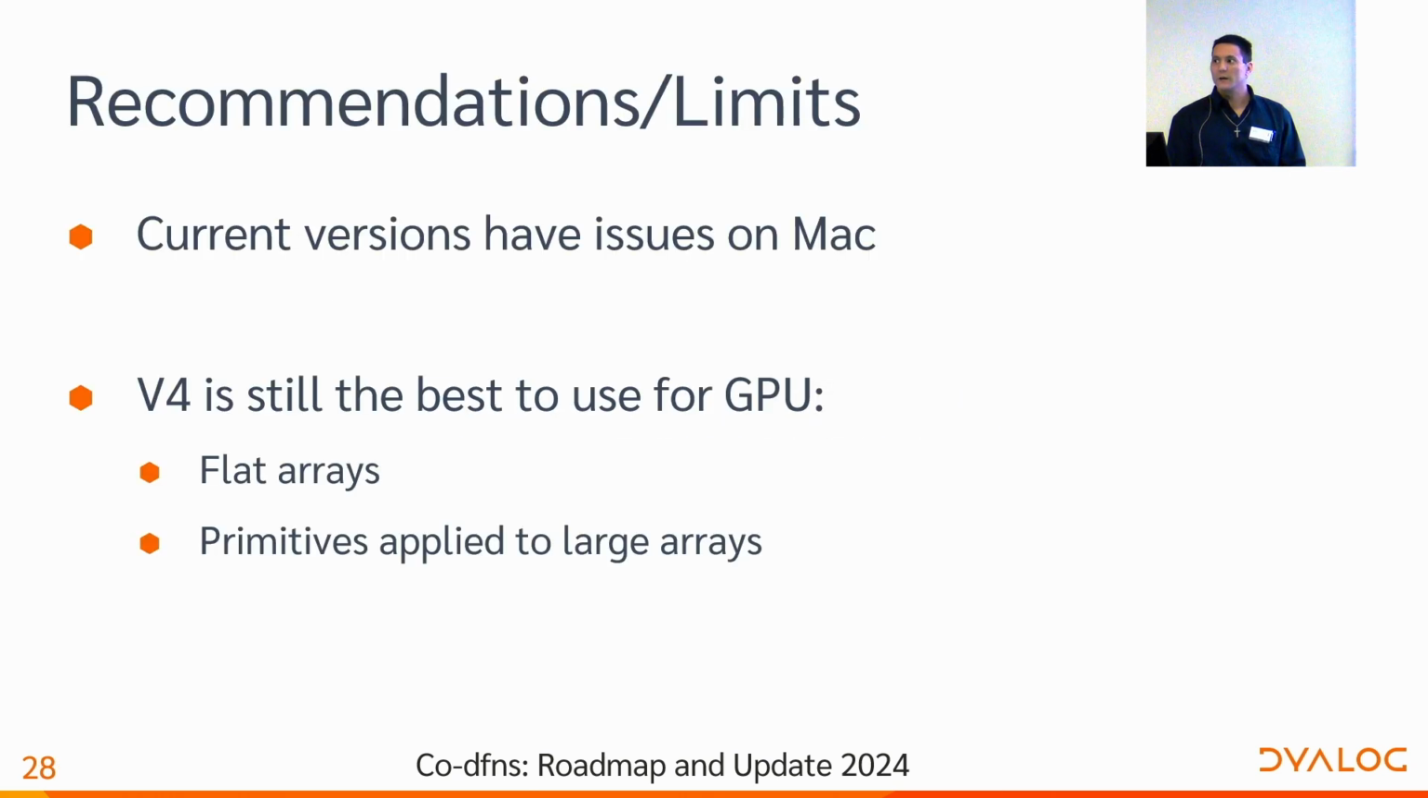So my recommendations right now: version 4 is still the best way to go if you want use case number 1, the GPU algorithms, where you've got those flat computations that you work over. We've got some issues compiling on Mac because of this transition over the architectures. It's a real pain, so if you're on Mac and you feel very brave, come talk to me. Otherwise, we're working on it, and it'll get fixed.